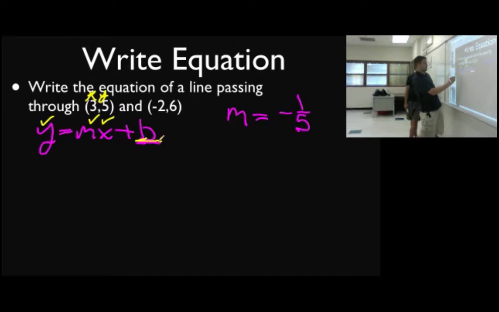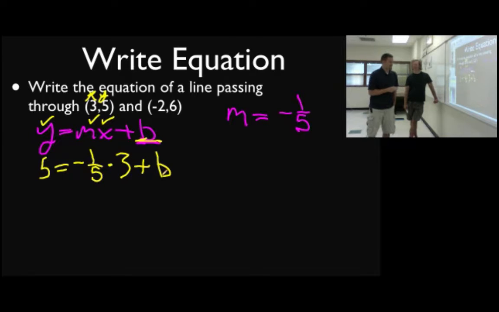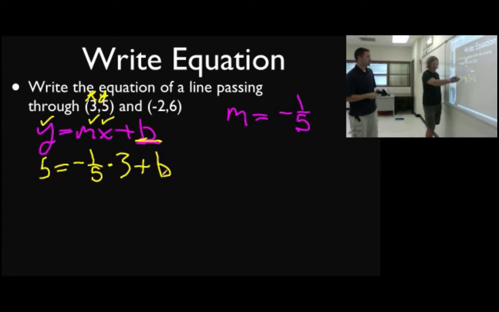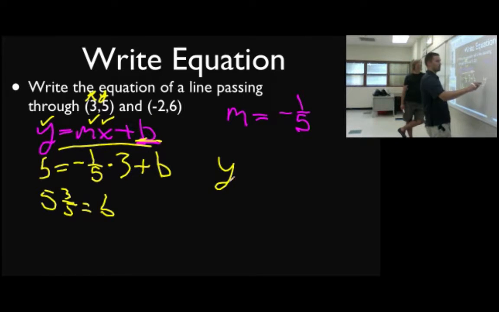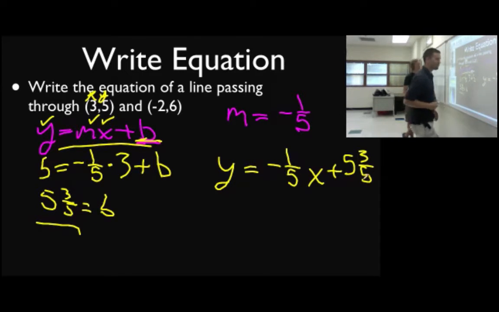So let's do that. y is 5, equals m, which is -1/5, times x, which is 3, plus b. And then let's solve this. We gave you some really nice numbers to work with, huh? Nice. So what is that, -3/5? Yep. So this would be 5 3/5 equals b. Perfect. Then it's really easy after that to put it into this form. So y equals my slope, which is -1/5, x plus b, which we figured out was 5 3/5, or 5.6.